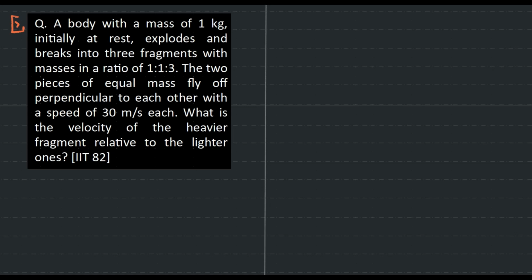So we have a body with mass of 1 kg initially at rest. Okay. So first thing first, what is it that we need? Yes, a before and after diagram. So we have 1 kg initially at rest. So we have an object which is 1 kg, at rest.